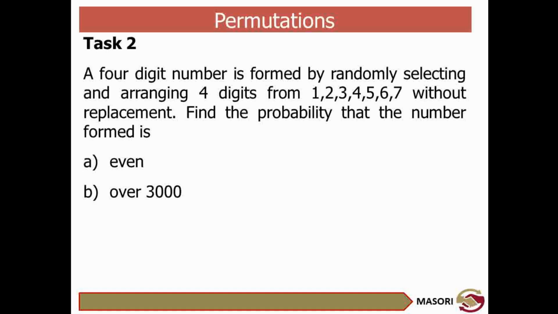So we want to form a 4-digit number from a set of these 7 numbers, from 1 all the way up to 7. Now, if we are to pick the number, we need to ensure in the first part that the 4-digit number formed is even. And then in part B, we need to ensure that the number that has been formed is over 3,000.